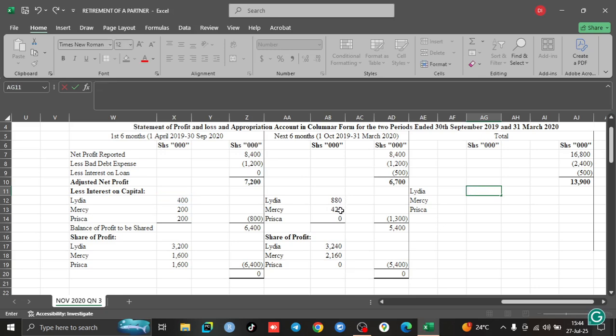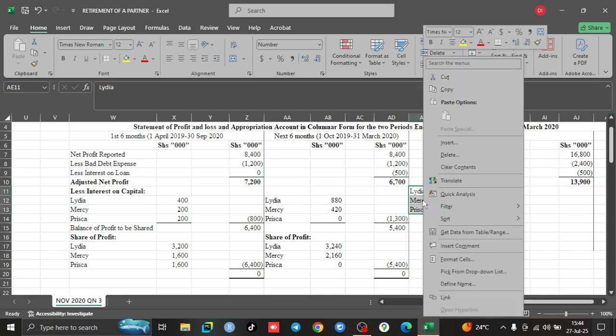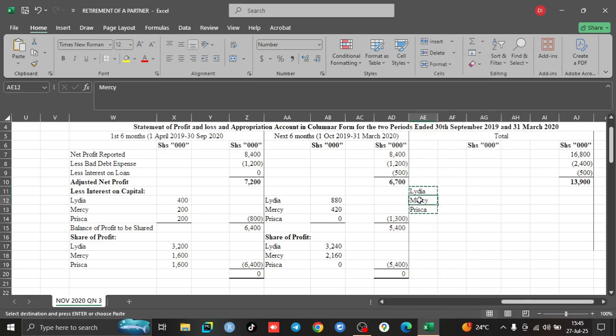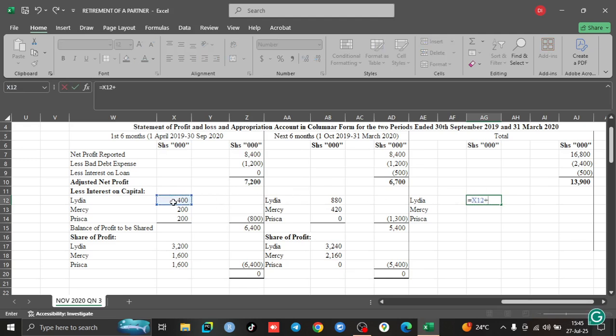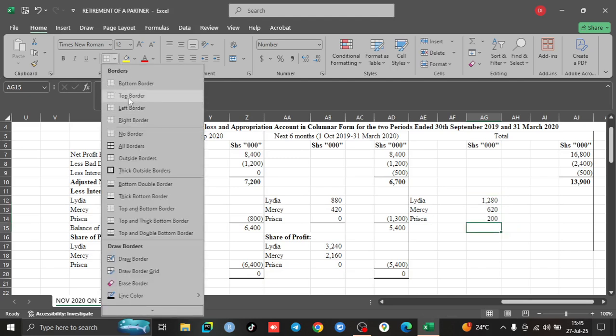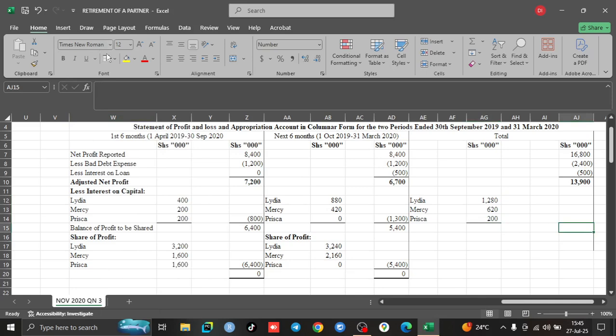Okay, I've copied a cell above again. Let me adjust it to the right area. That's all right now. So it's the total of the first 6 months and the next 6 months, which I can simply drag to get the total for every partner. So we have a total for Priska even though she retired, because she earned some interest on capital for the first 6 months. So this is the balance of profit to be shared, which should be the sum of this and this.